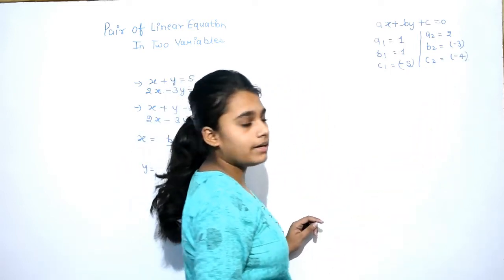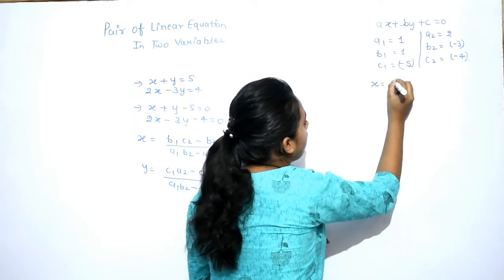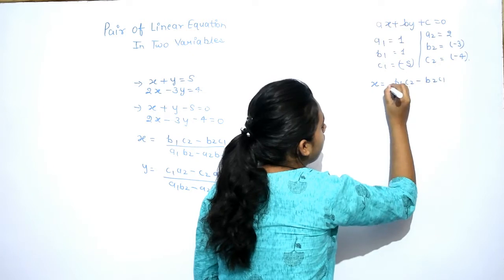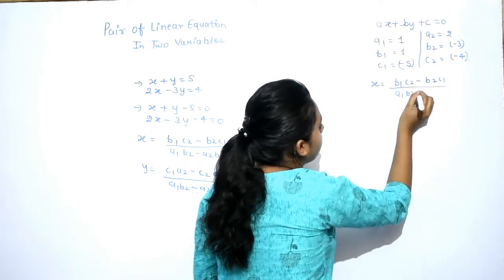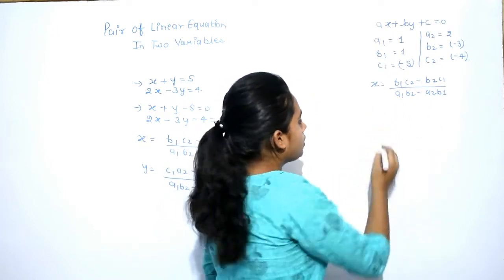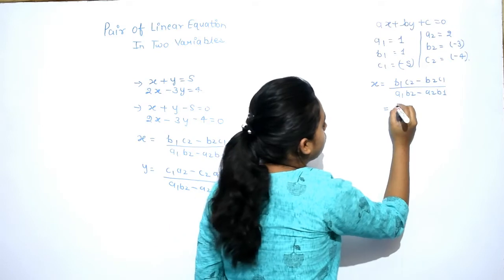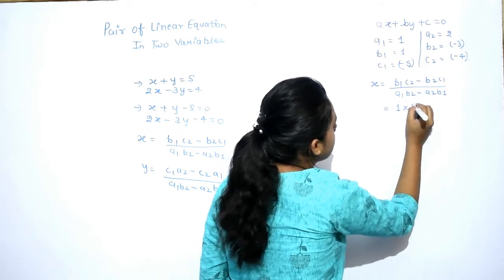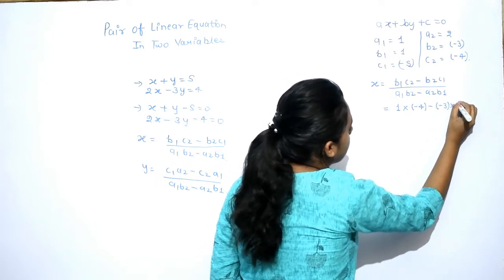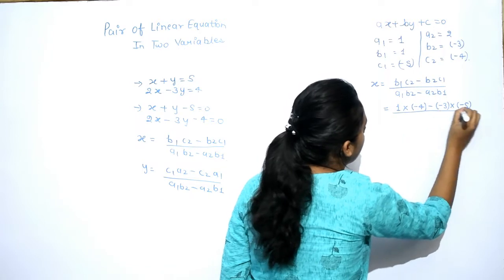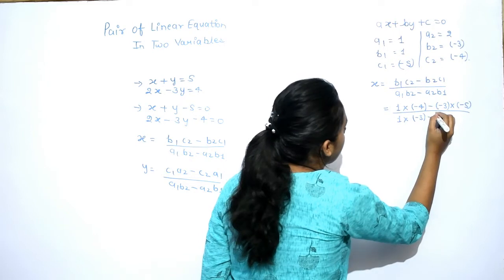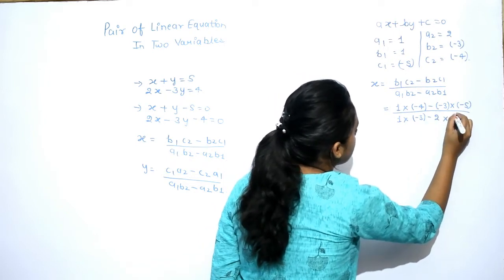Now for finding the value of x, I am putting the formula, that is x equals b1 c2 minus b2 c1 upon a1 b2 minus a2 b1. Now I am putting these values in the formula, by which we can get the value of x. So b1 is 1 into c2 is minus 4, minus b2 is minus 3 into c1 is minus 5, upon a1 is 1 into b2 is minus 3, minus a2 is 2 into b1 is 1.